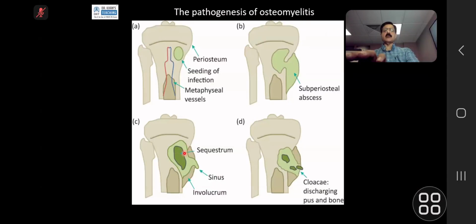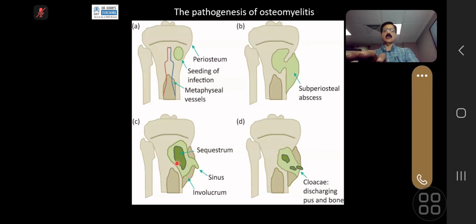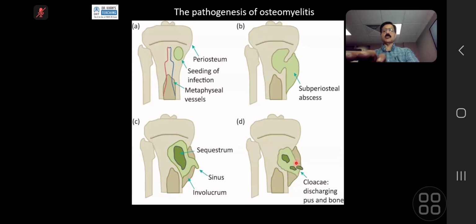Then there is a dead bone here, which is the sequestrum. And of course, when this dead bone passes through this, so this thing is the involucrum, which passes through it, we call it cloacae.